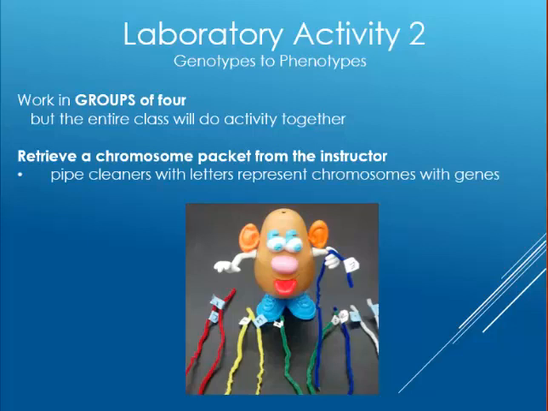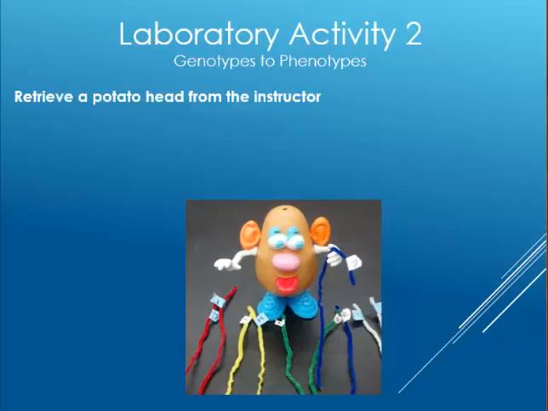The pipe cleaners are chromosomes, and the letters represent genes. You'll notice that you can have different versions of the letters, and that means that the genes can have different versions known as alleles. You're also going to need to retrieve a potato head from the instructor.